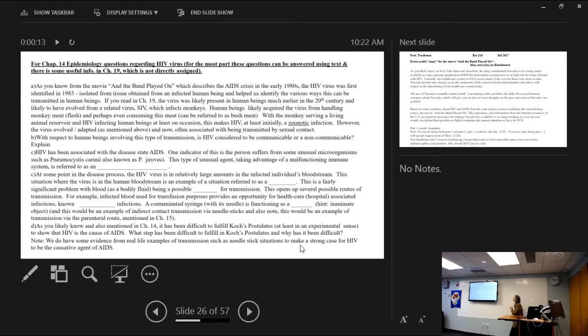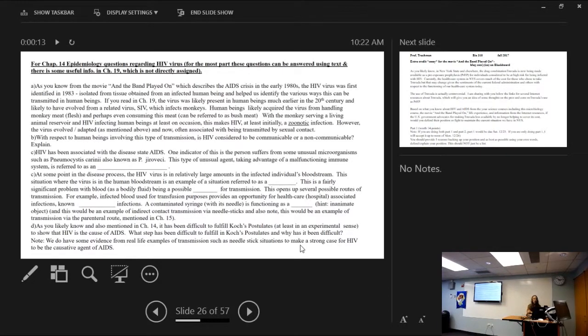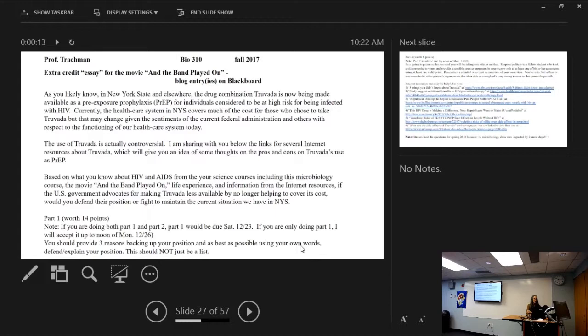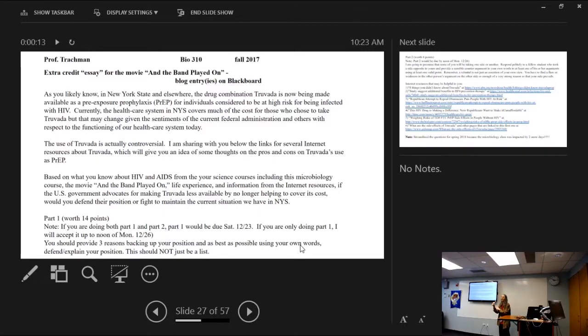And so again, structured very much like what I did with the other assignment. I give them some questions that deal with the epidemiology to give them a foundation on this. And then I gave them a blog assignment asking them to take a position about whether Truvada will continue to be made available. Like in New York State, we make it available at very low cost. It's very expensive, and there are some issues with it. There are some health issues, side effect issues with it. But I asked them to take a position.